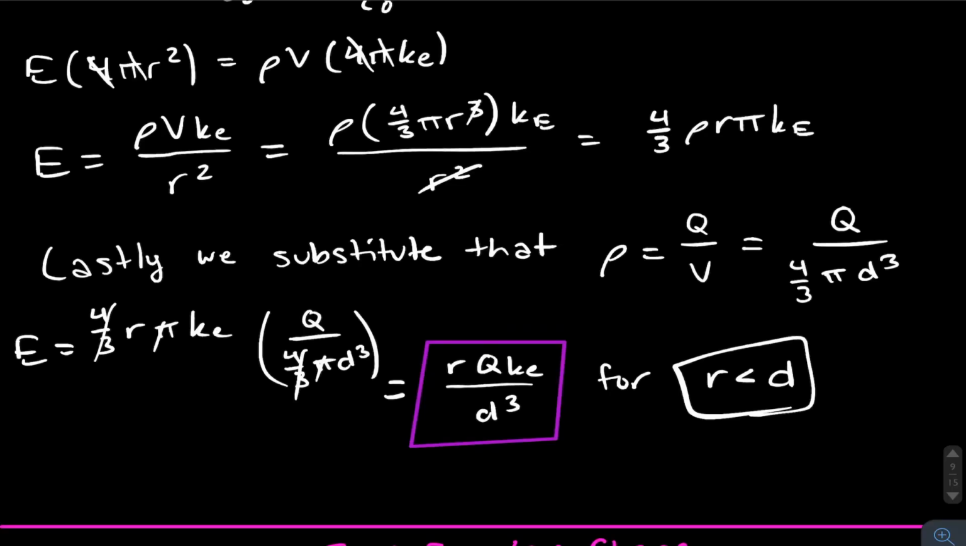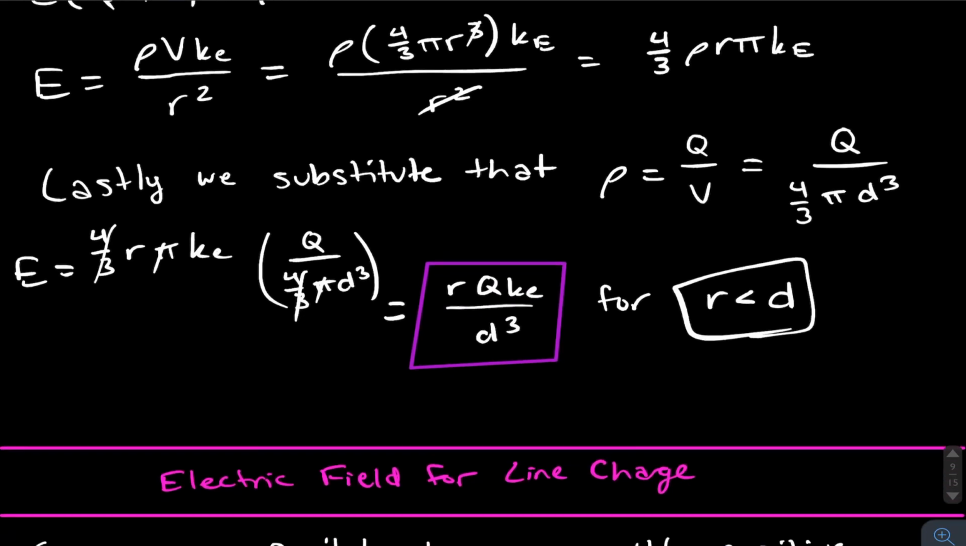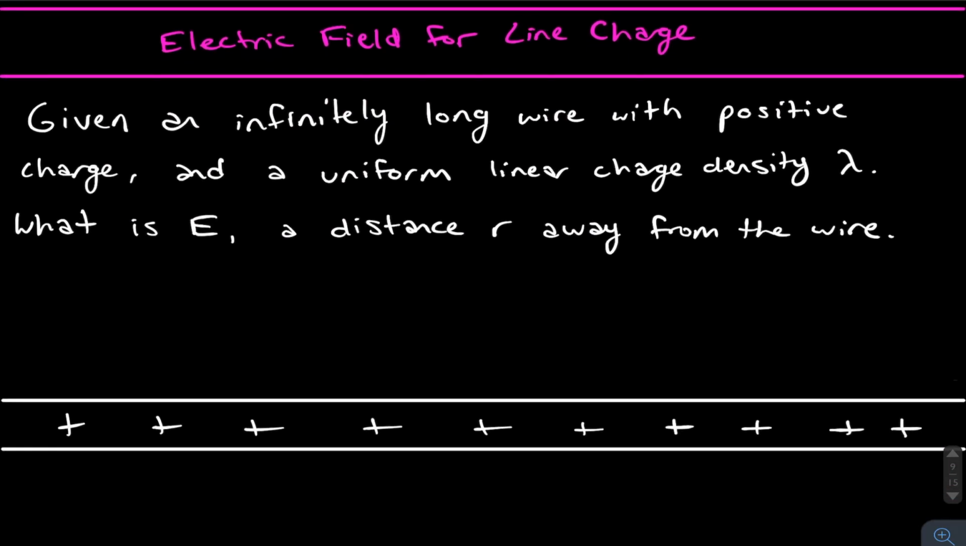So when the radius of your Gaussian sphere is less than the radius of the original sphere, when you're inside the sphere, that's how you find the electric field, for any point some radius r away from the center of your original sphere. That's pretty cool. So now we answered that question. We found the electric field at any point outside the sphere and at any point inside the sphere. Now we're going to find the electric field for a line charge.